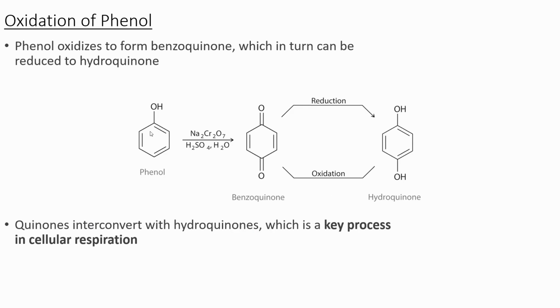So we can take a phenol using the Jones conditions and convert the phenol into a benzoquinone, and then this can in turn be either reduced to hydroquinone, or the hydroquinone can be oxidized back up to the benzoquinone. So this conversion between a quinone and a hydroquinone is a key process in cellular respiration, and it allows these benzoquinones to act as an electron sink biologically.